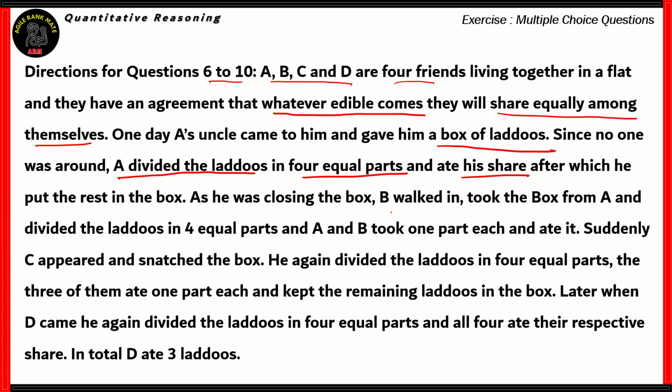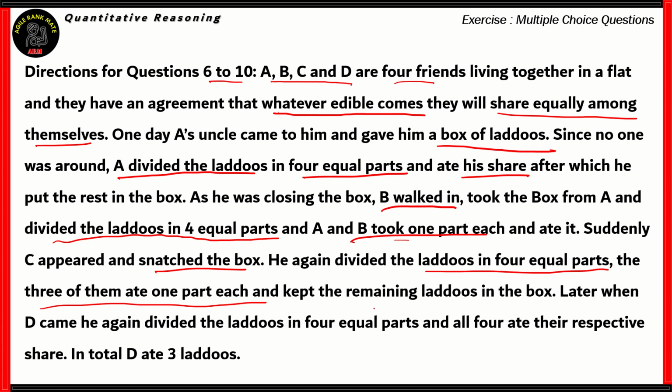As he was closing the box, B walked in, took the box from A, and divided the laddus into 4 equal parts again. And A and B took 1 part each and ate it. Suddenly, C appeared and snatched the box. He again divided the laddus into 4 equal parts, and the 3 of them ate 1 part each, and kept the remaining laddus in the box. Later, when D came, he again divided the laddus into 4 equal parts, and all 4 of them ate their respective share. In total, D ate 3 laddus.